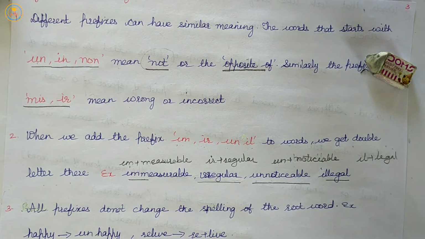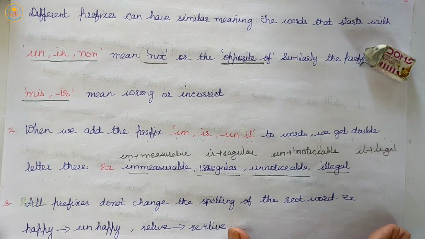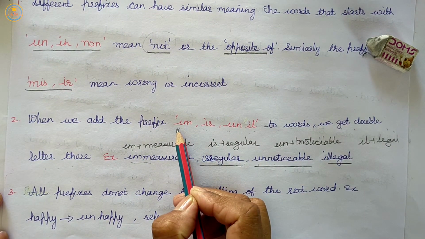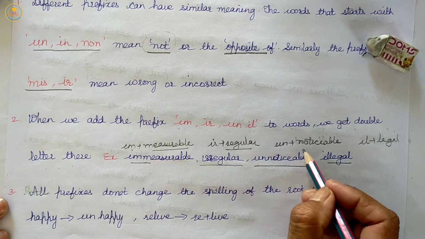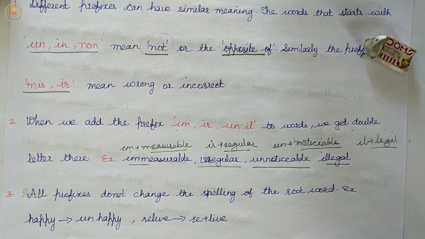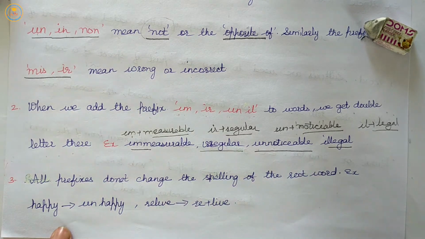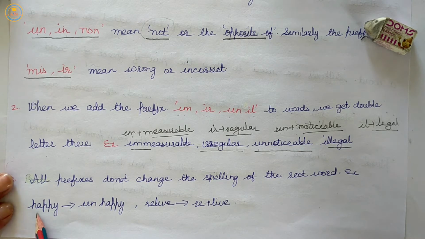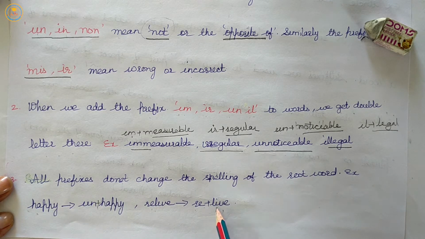So the second thing we must keep in mind is that whenever we add these prefixes to the root words, we will get double letters. All prefixes do not change the spelling of the root word, though. Some words change when the prefixes are added. Here, happy becomes unhappy: un plus happy. Relive means re plus live.